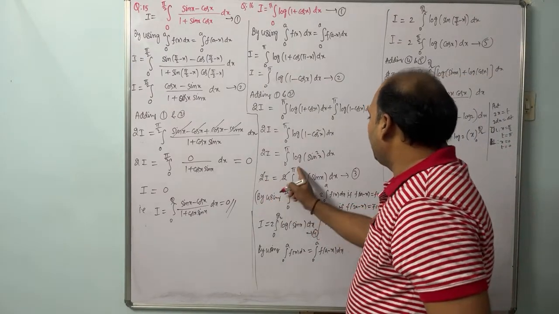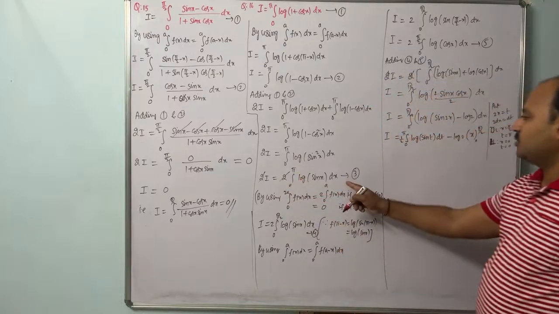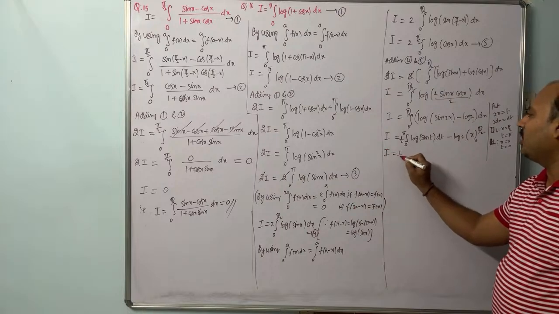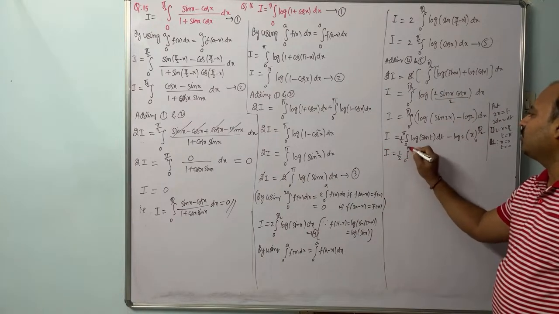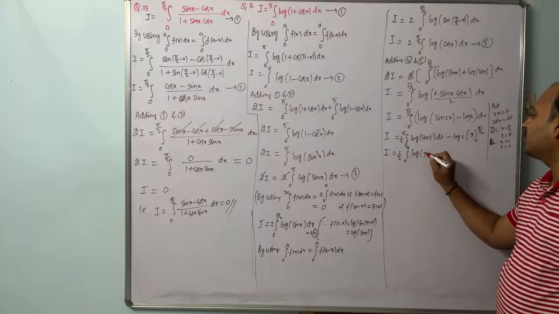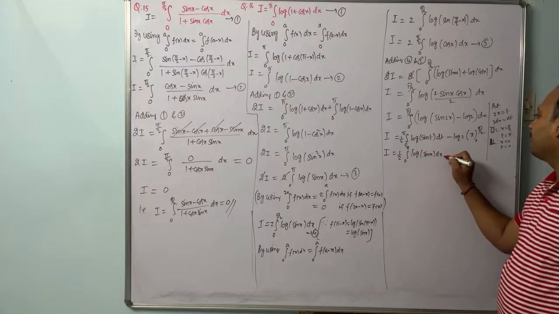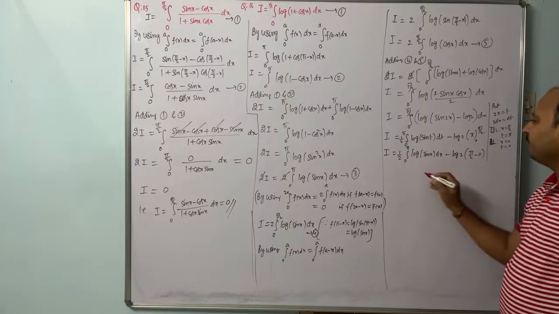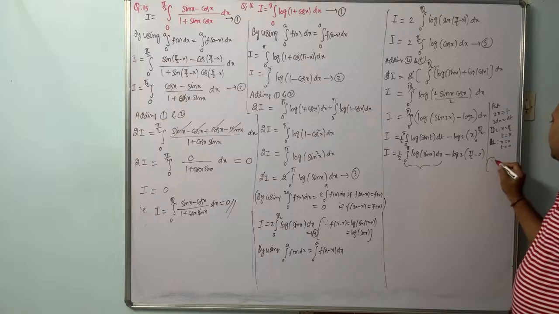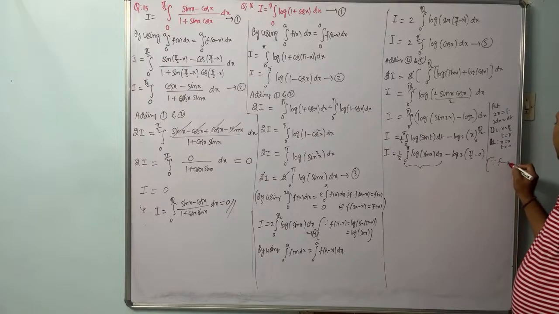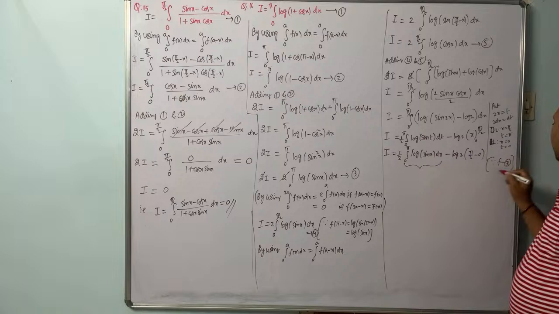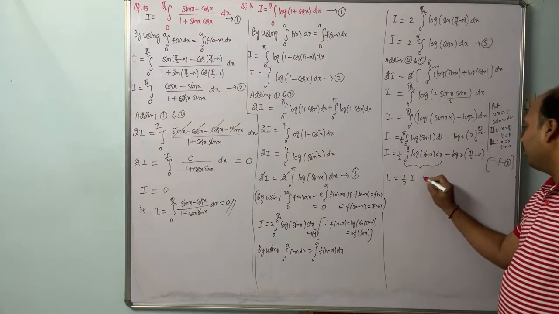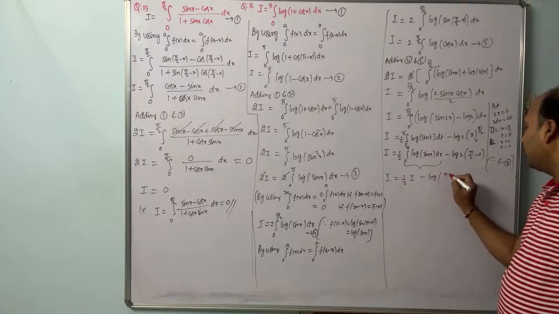I equal to integral 0 to pi of log of sin x dx. So from equation 3, this is by using variable change property, I equal to 1 by 2 integral 0 to pi log of sin x dx minus log 2 into pi by 2 minus 0. This value will become I since from equation 3. So I equal to 1 by 2 I minus log 2 into pi by 2.